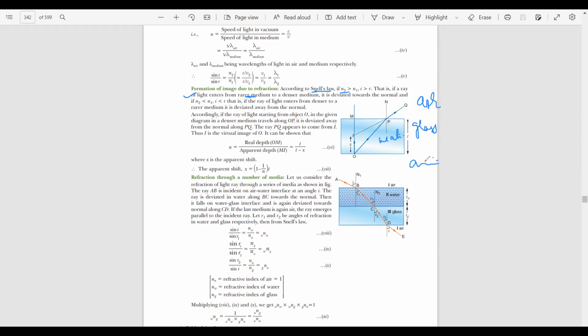And again, air. This one, there are 3 mediums: air, water, and glass. Okay. So what will happen here? It is deviated towards the normal. If the ray of light enters from the denser to the rarer medium, it is deviated away from the normal. It's very simple. Towards the normal, away from the normal. Ray of light, this is what? Rarer to denser. It moves towards the normal. And normal is here, away from the normal. So this distance is lateral displacement.